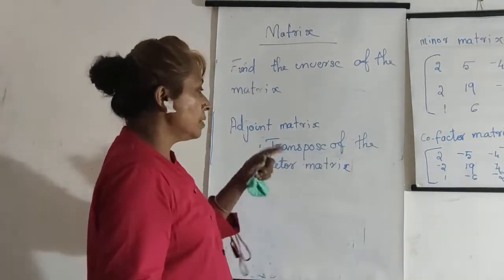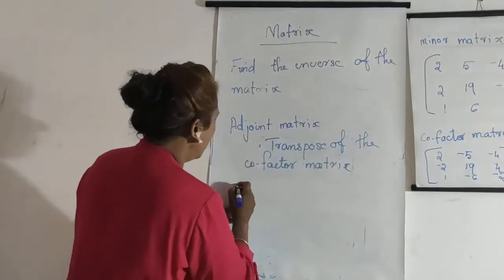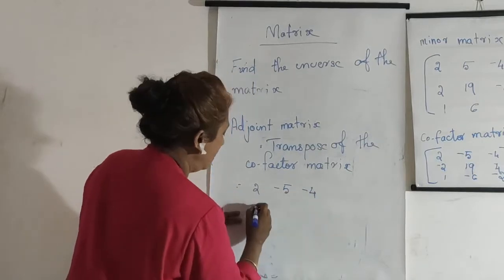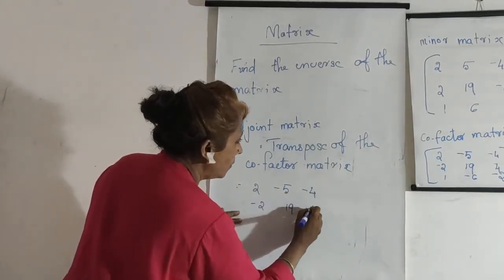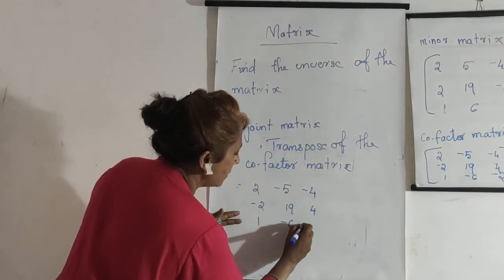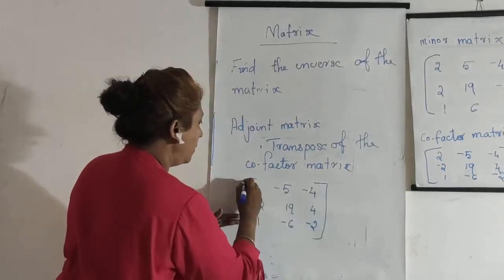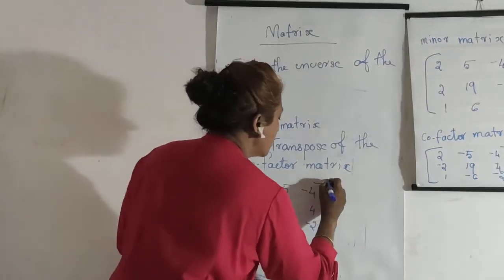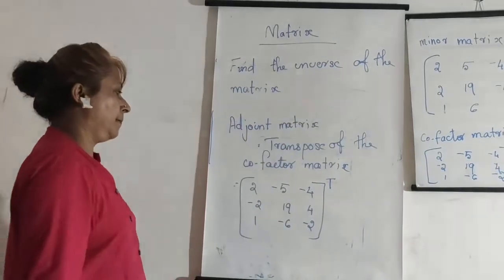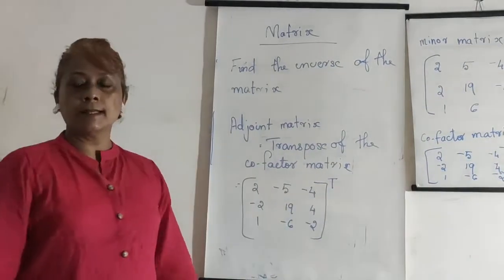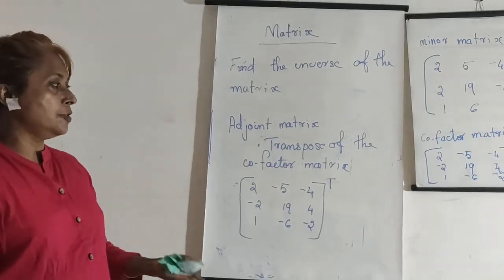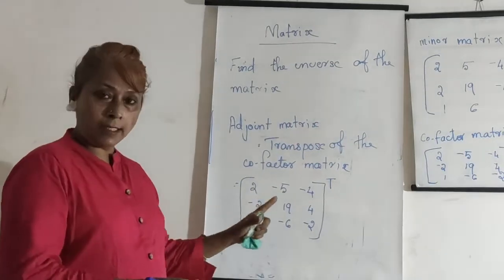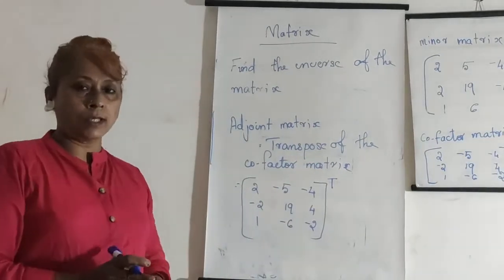Now, for the transpose, I am going to write the cofactor matrix: 2, negative 5, negative 4, negative 2, 19, 4, 1, negative 6, negative 2. And then we want to get the transpose. This sign represents the adjoint. How do we get the adjoint matrix? To get the transpose, we have to interchange the rows and columns.